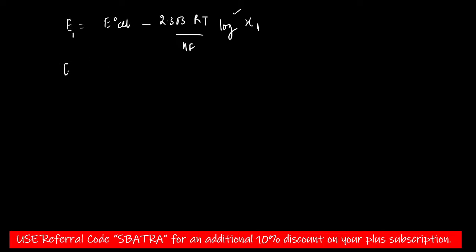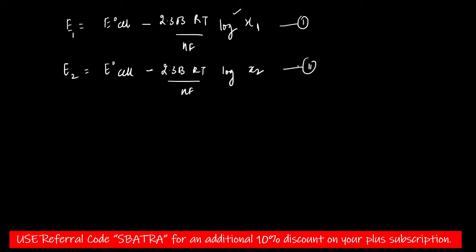After this step, E2 is E naught cell minus 2.303 RT by NF log x2, when we have changed the concentrations. When we change the concentration, E1 and E2 change, because E is concentration dependent, not E naught. Temperature is constant, the number of electrons involved is constant, and 2.303, R and F are all constant values. So we now have two equations, 1 and 2.